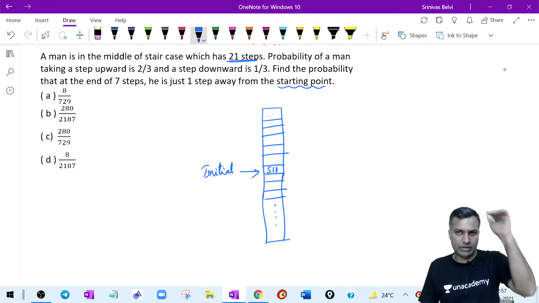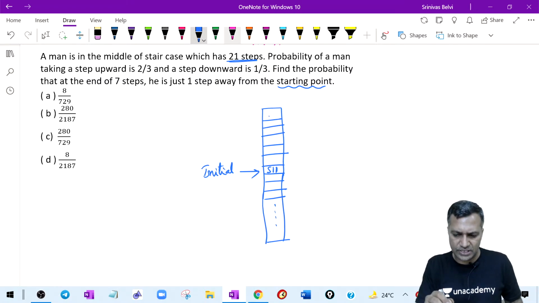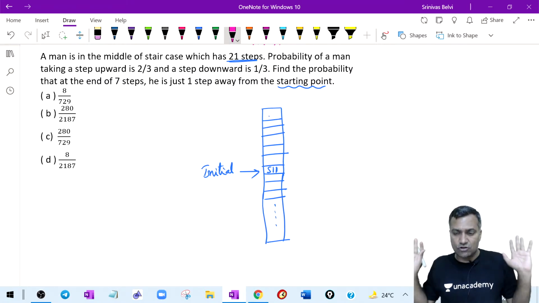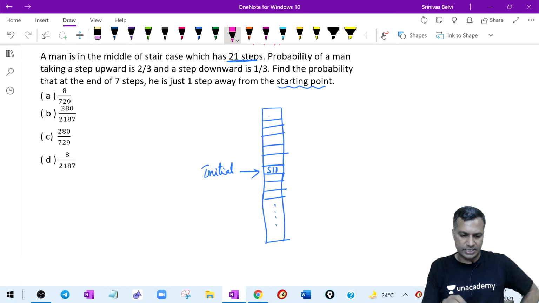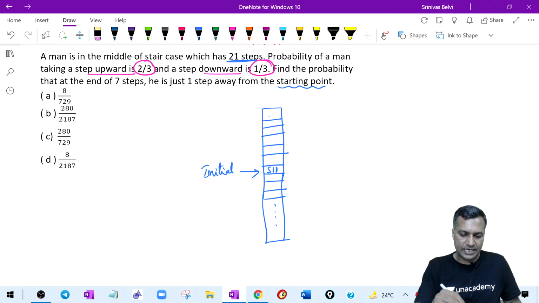He may want to come down, facing downward, or going up, facing upward. All that story, I don't know which way he is facing. He is on step number 11. So the question is, he can go up or he can go down. The probability of taking a step upward is 2 by 3. The probability of taking a step downward is 1 by 3, because he doesn't want to go sideways. 100% probability either he goes up or he comes down. So 2 by 3 plus 1 by 3 is 100%.